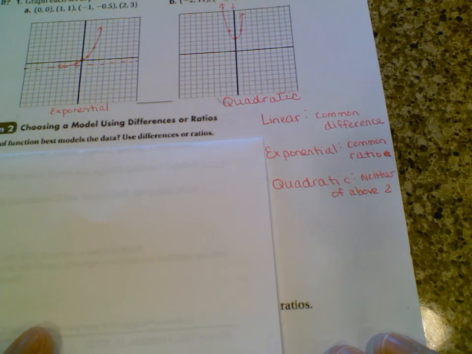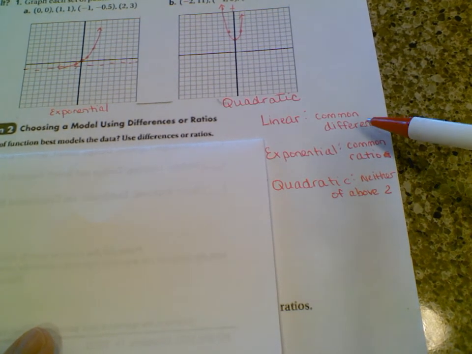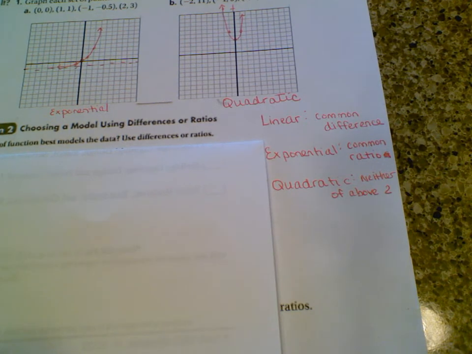If it was linear, that means that you're going to add the same thing all the way across, so meaning it has a common difference. If it's exponential, it has a common ratio, which means you're going to times by the same thing. So I'm constantly multiplying by the same thing. If it's quadratic, it's neither of those two. So you're not adding, you're not timesing, so it has to be quadratic. So let's take a look to see what that would be.